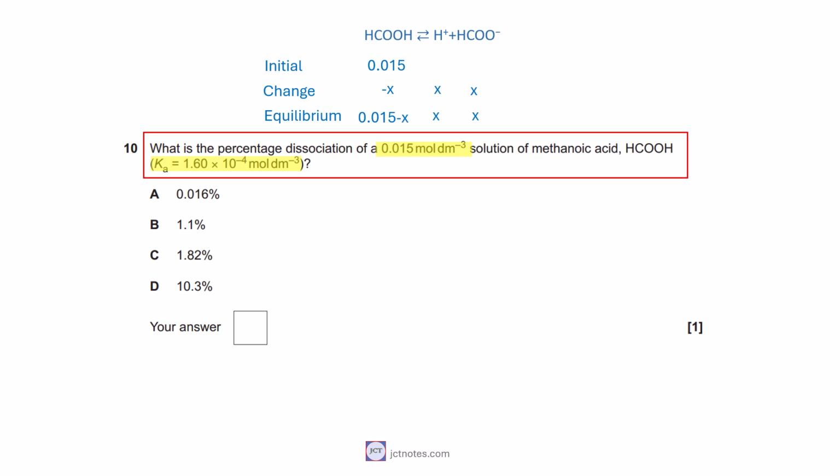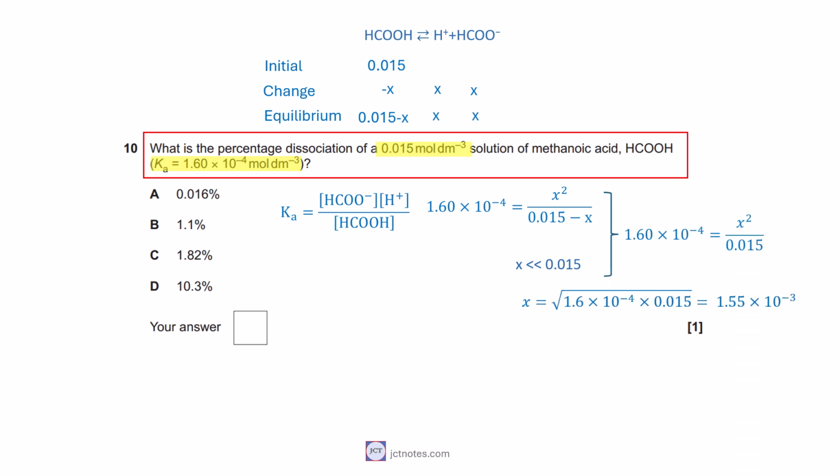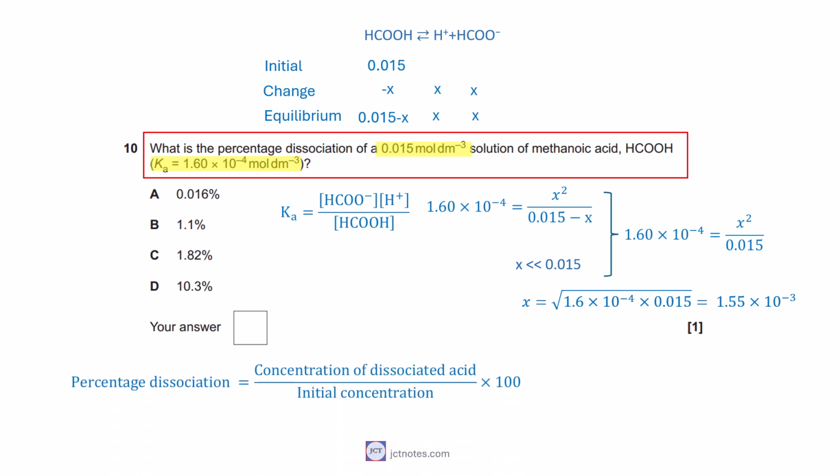We can replace these values in the dissociation constant and obtain a quadratic equation. In weak acids, we can assume that X is much smaller than 0.015, so we simplify the equation and obtain that X is equal to 1.55 times 10 to the power of minus 3. The percentage of dissociation is the concentration of the dissociated acid divided by the initial concentration, multiplied by 100. With these values, I get 10.3% and the answer is D.